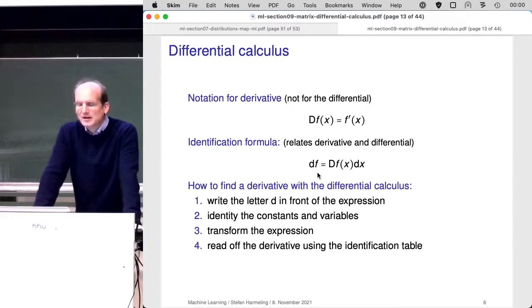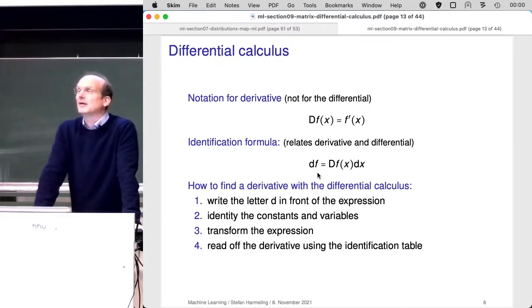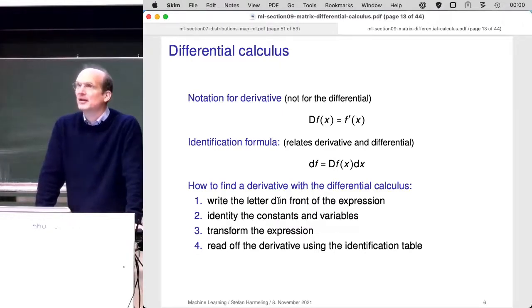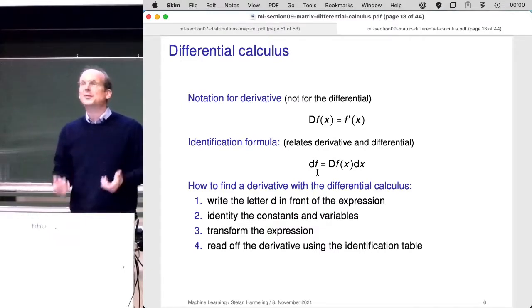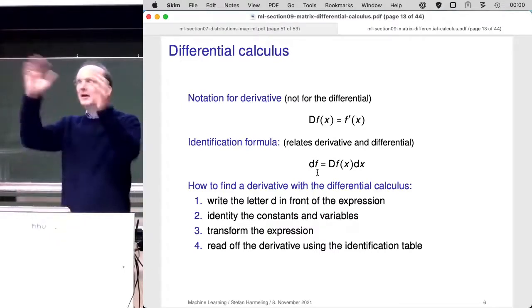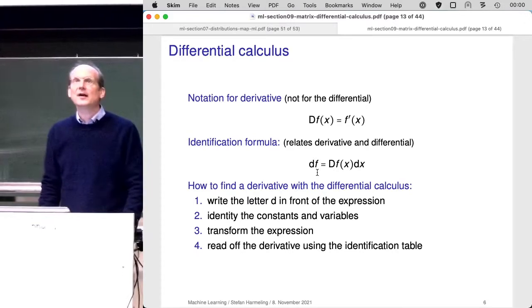So now, how can we calculate a derivative with differential calculus? So here is the algorithm. Okay, this is your recipe. You write the letter d in front of your expression, since you want to have the differential of the complicated expression, like above, you want to have the differential of f, so you write the letter d in front of the f.